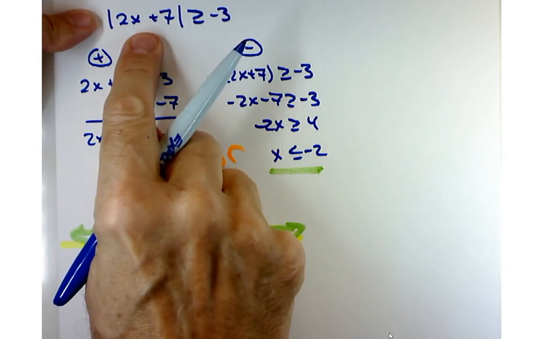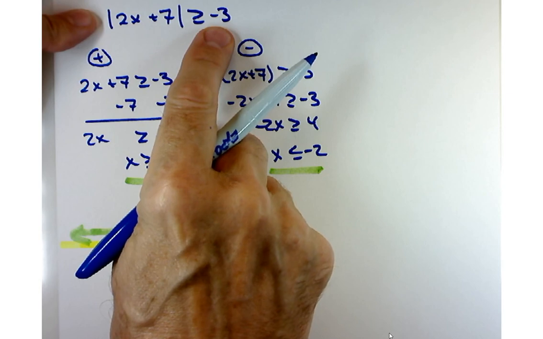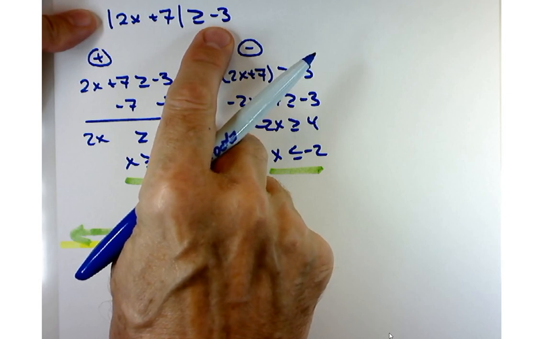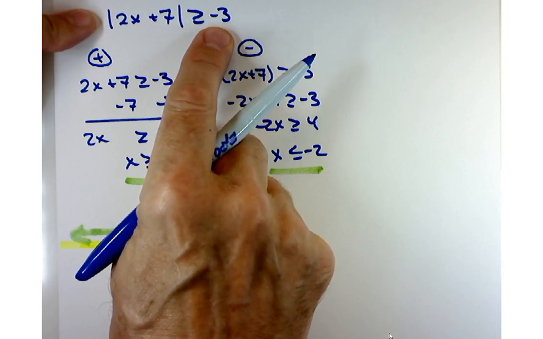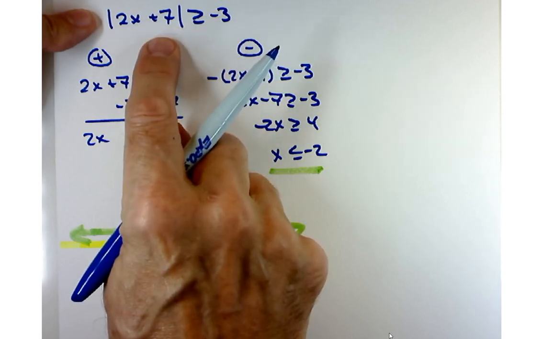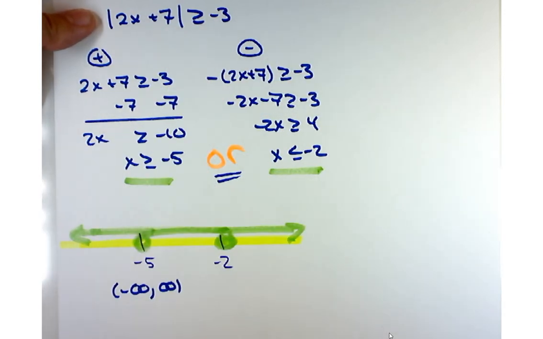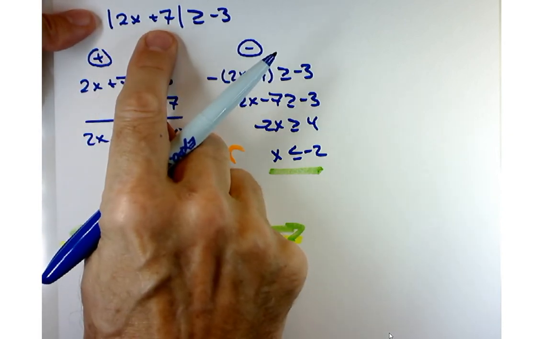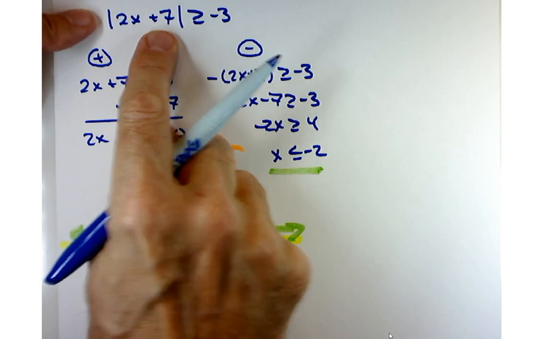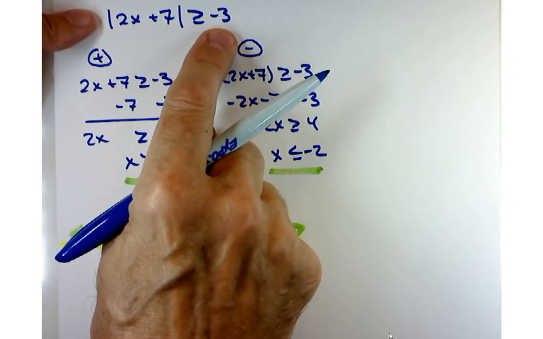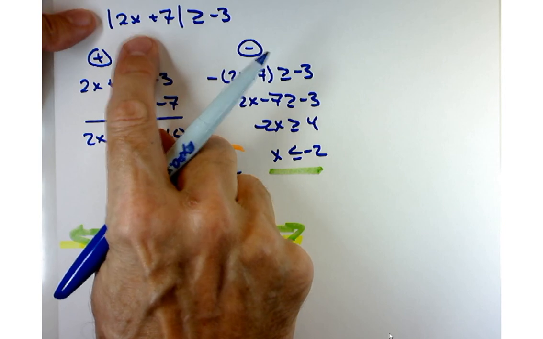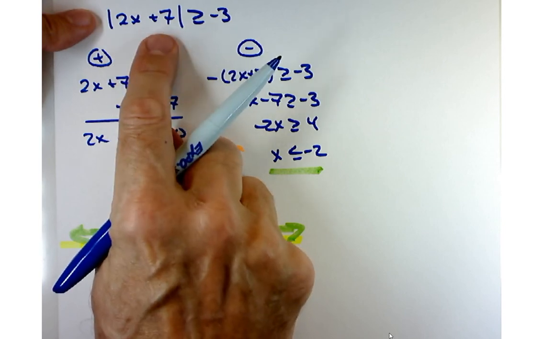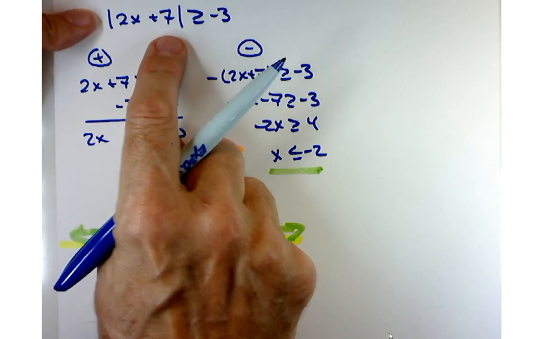Is something positive or 0 always going to be greater than or equal to negative 3? Yes. You can't lose with that. Colby, give me your favorite number. Anything you want. 7. 2 times 7 is 14, plus 7 is 21. The absolute value of 21, oh, that's greater than negative 3. Pick another one, like 0. 2 times 0 is 0 plus 7, absolute value of 7, still greater than.